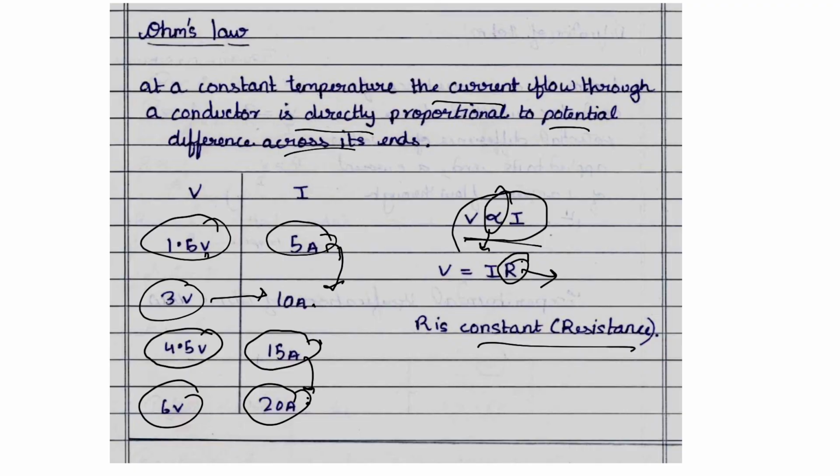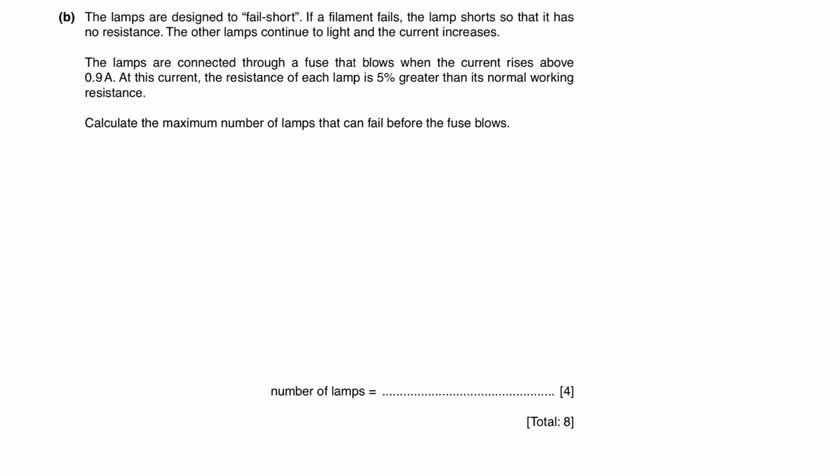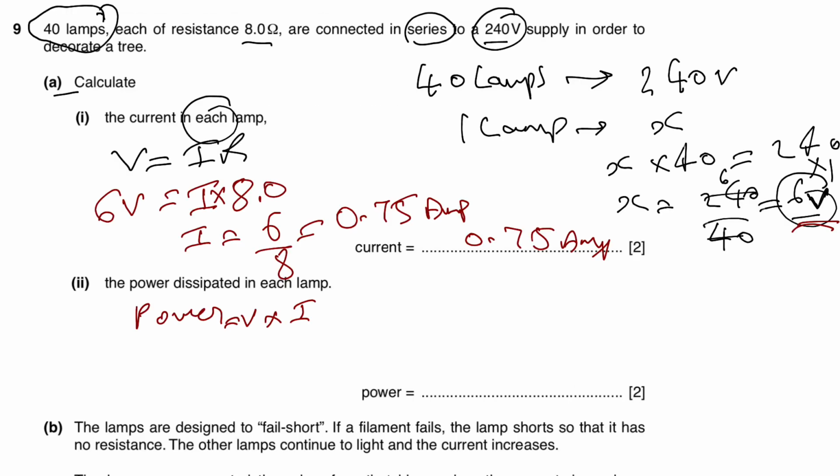Actually this derivation is not there for IGCSE, so I have given it just for information. Power equals V into I. Let's substitute the values here. The current I we got here as 0.75 ampere. The voltage here is 6 volt.